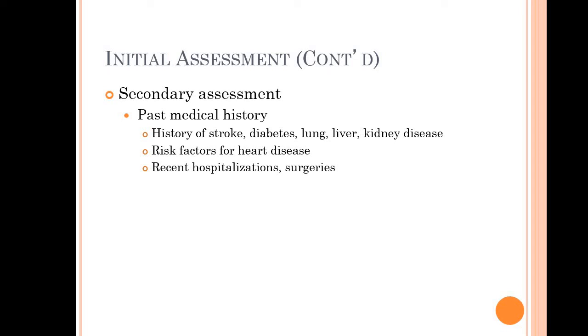So things like history of strokes and diabetes, kidney disease, because these things kind of lend themselves to predisposing people to have heart problems. So it gives them a lot of risk factors there, especially if they've been in the hospital before, maybe even been on a breathing tube, or they've been hospitalized for chest pain so they can watch them.